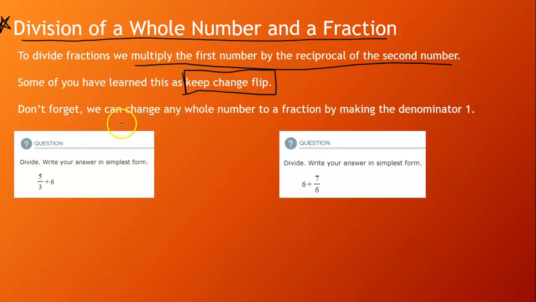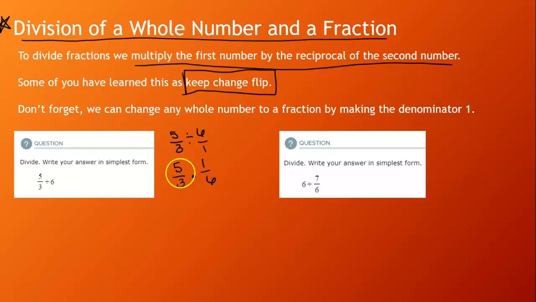So anything that's underlined or boxed, you want to make sure you're writing down in your notes. And don't forget that we can change any whole number to a fraction by making the denominator 1. You don't need to write that down because you should have already written that down earlier. So we want to first rewrite this as 6 over 1. I'm not going to reduce, I'm not going to cancel, I'm not going to do anything until I have multiplied by the reciprocal. The 5/3 stays the same, and I'm multiplying by the reciprocal.